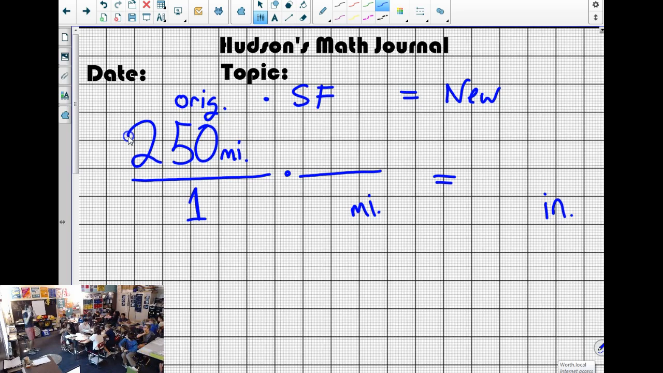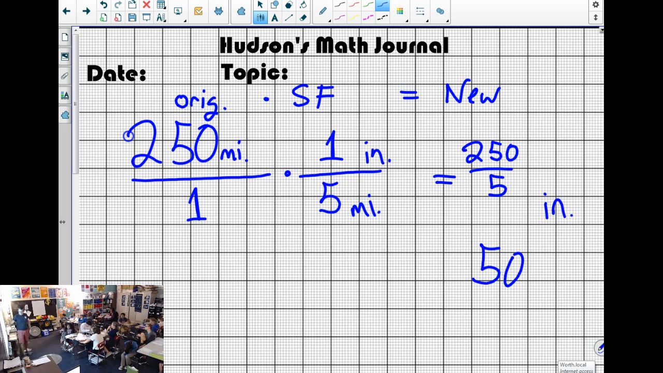They cancel out, right? So miles on top and miles on bottom is going to cancel, and then when I put inches on top, it's going to take over. So I plug in my scale factor of every 1 inch is 5 miles, and I get 250 over 5 is my amount of inches, which comes out to be 50 inches. So that's how we use our scale factor, always through multiplication and always setting up the fraction, the ratio.